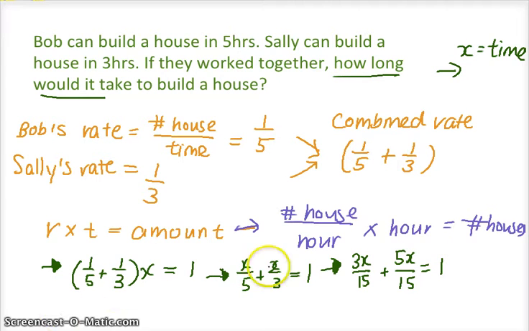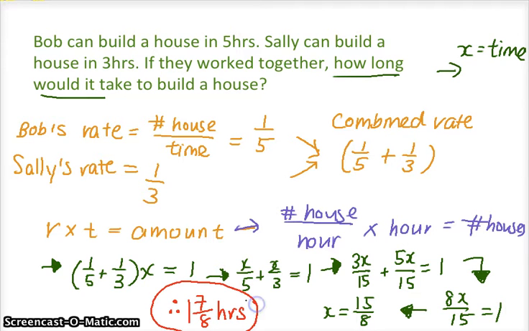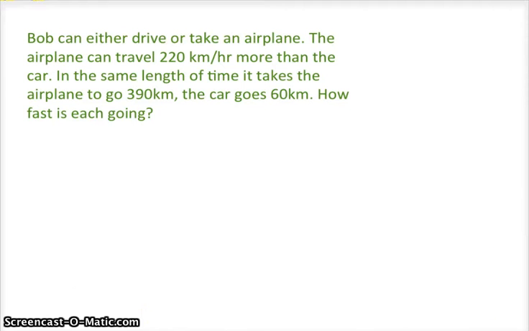Then I'm going to add 5x plus 3x, and we have 8x over 15 equals 1. Then we're just going to multiply 15 over 8 to both sides, and we have x equals 15 over 8. So the answer is, and I'm going to write the answer in red, 15 over 8, or 1 and 7/8 hours, if Bob and Sally work together to build a house. Okay, so next problem.